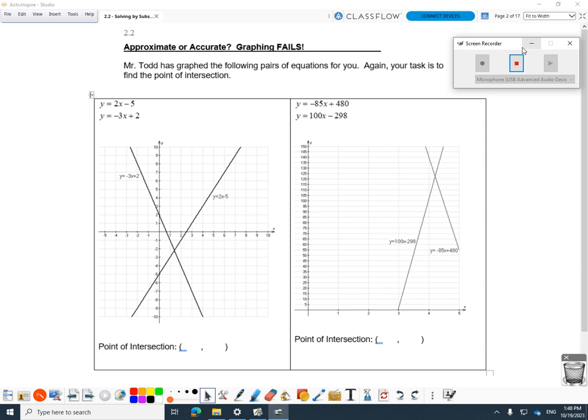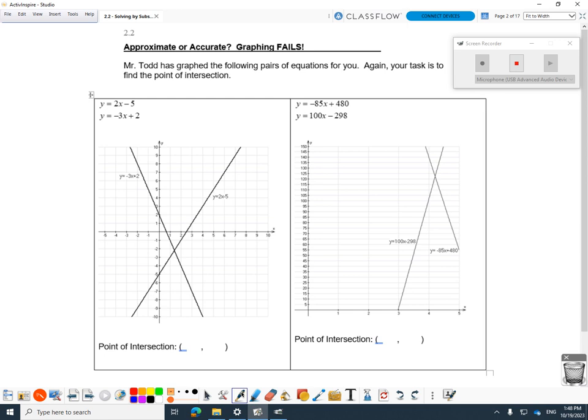On your sheet, a review from yesterday. I've given you two graphs there, and I graphed them for you. They're already graphed. We're not going to get caught up in how to graph just yet. Your job is to, on your piece of paper, put a dot where you see the point of intersection. I won't point at it. Take a moment to do that. Then write down what that point of intersection was.